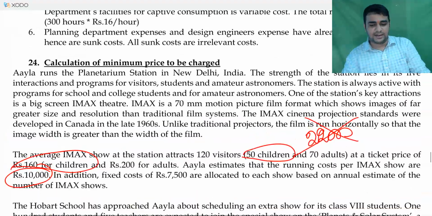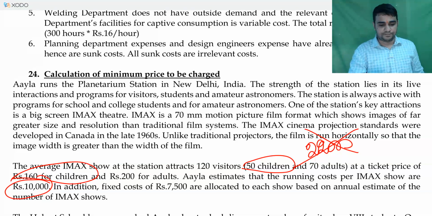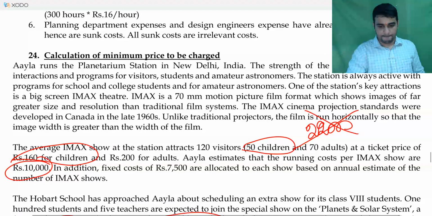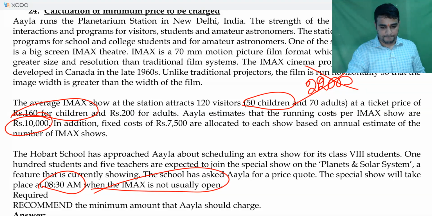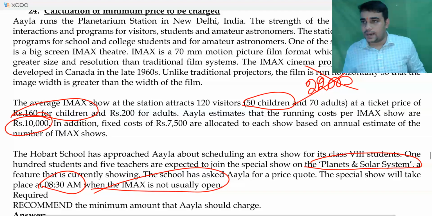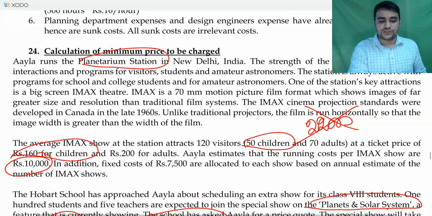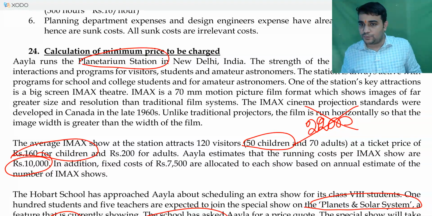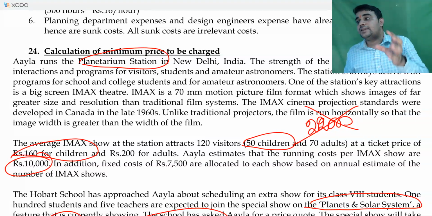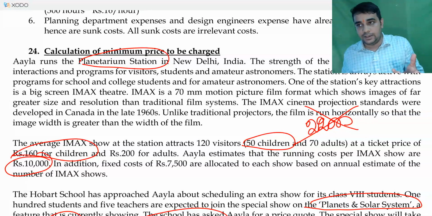Also, I think the last part says they are running a special show on the planets and solar system. It runs at a planetarium station. So the objective of this planetarium station would be to attract young kids and motivate them to become an astronomer in future. So they are telling us this show can help in achieving its mission. That's an indirect point which they are trying to make.